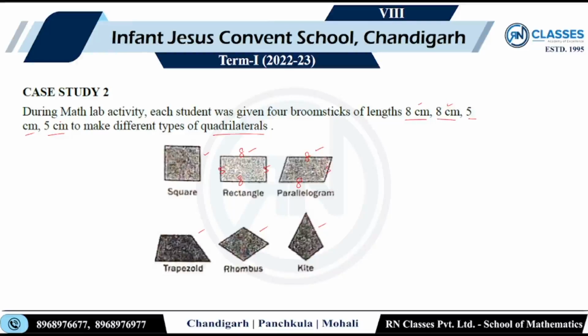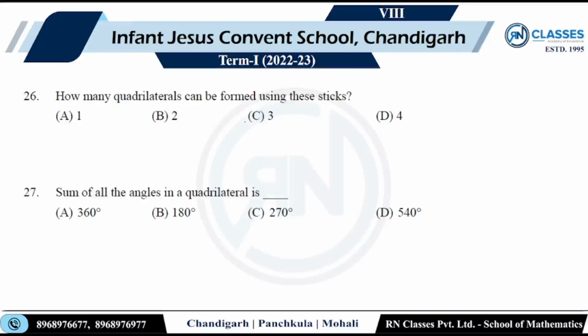8 8 5 5. Square तो बन नहीं सकता, everything has to be same. इसके अंदर ये दोनों भी different होने चाहिए, ये भी नहीं बन सकता. Rhombus, everything has to be equal, नहीं हो सकता. Kite हो सकती है, देखो longer side है, 8 8 5 5. So हम rectangle भी बना सकते हैं, parallelogram भी बना सकते हैं, kite भी बना सकते हैं. So we have 3 different types of quadrilaterals.